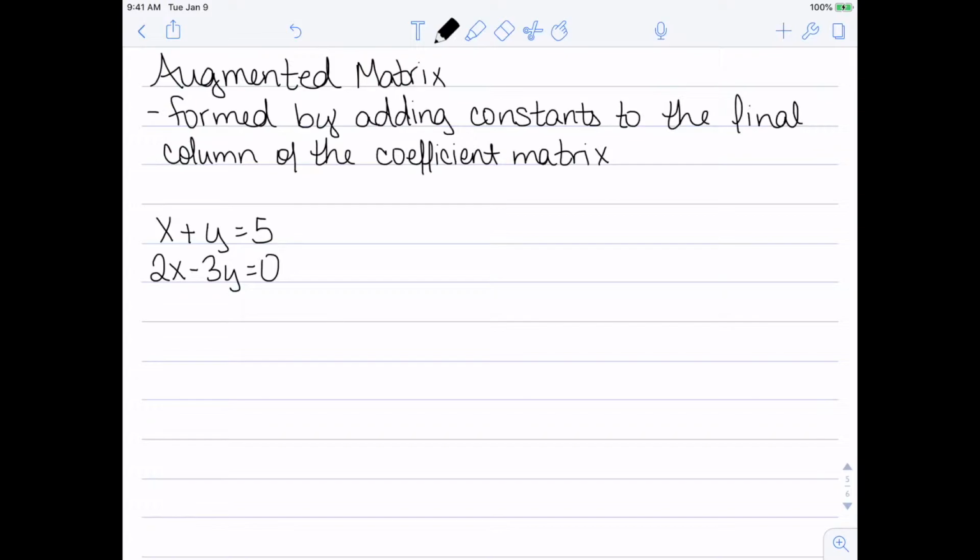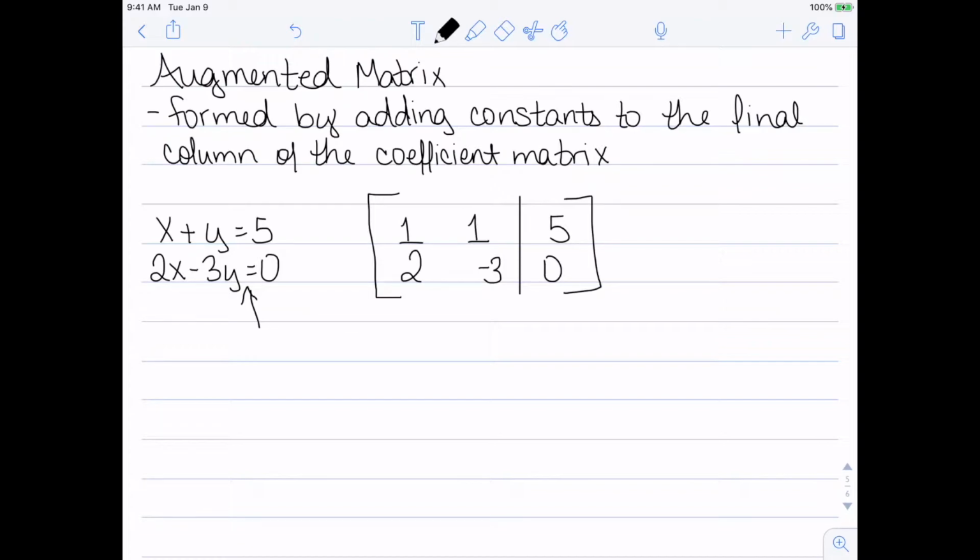So here's my system of equations. We had formed the coefficient matrix previously, but this time we're going to add a column. For the augmented matrix, we tend to draw this vertical line to represent the equal sign in the system of equations. And then on the right, we would have 5 and 0. And so now I have my augmented matrix.